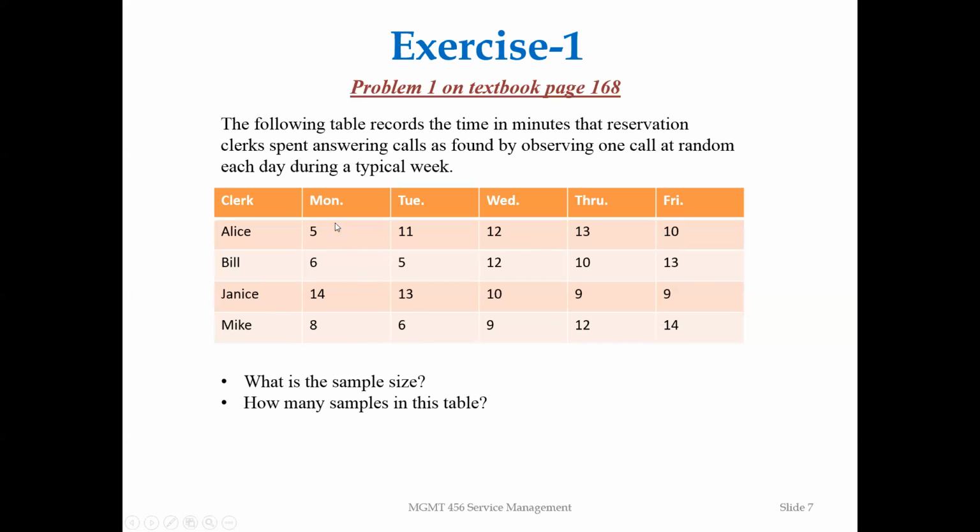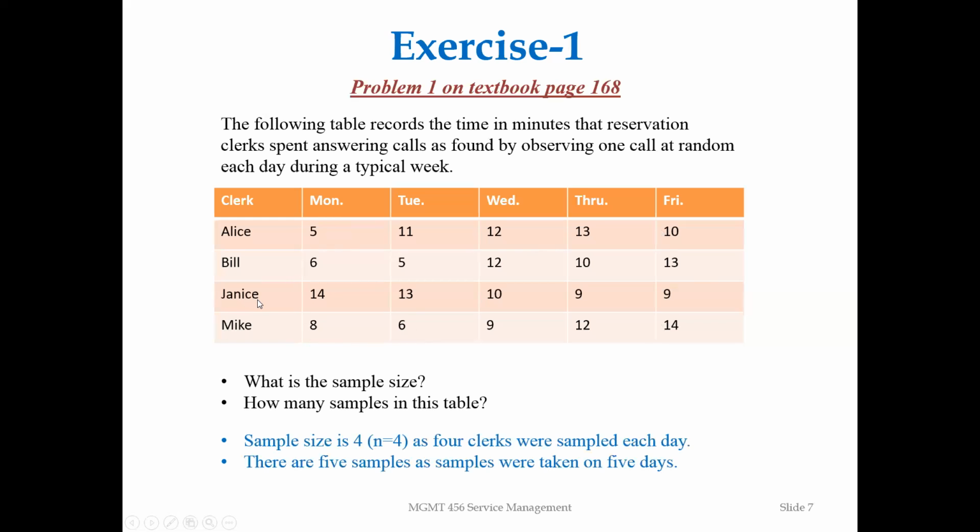On each sample, how many data points did we collect? 4 data points from 4 different people. That's why in this question, the sample size is 4: 4 data points from each sample. I collected 5 samples on 5 different days. Sample size 4, and 5 samples. You have to be really clear about this. Otherwise, when we check the table, you might make mistakes.